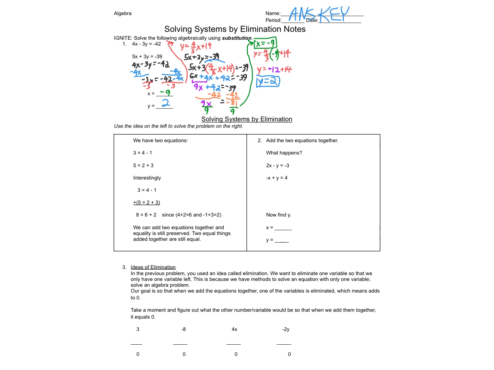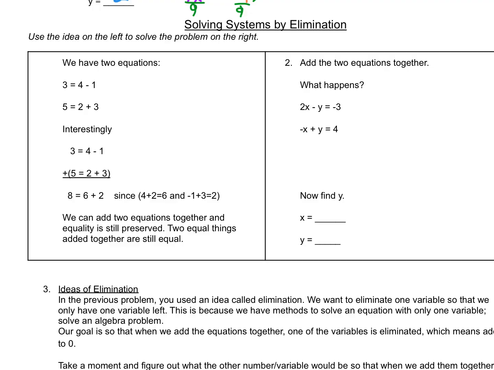Now we're going to look at another way to solve a system of equations, and that's solving by elimination. So let's use this idea on the left to solve this problem on the right. We have two equations, 3 equals 4 minus 1, and 5 equals 2 plus 3. Is that true? Does the left side equal the right side? Yes. Now, interestingly, notice that I can actually add these equations together.